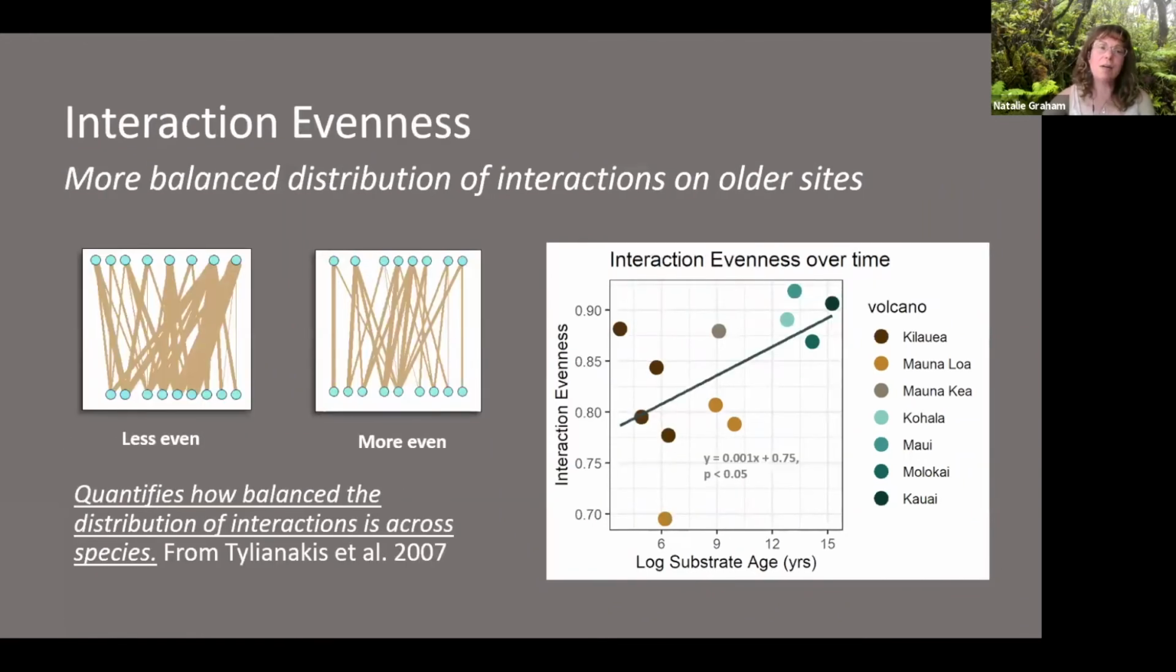Interaction evenness: the take-home message here is that we actually see a more balanced distribution of interactions on the older sites. A less even network would be one like on the left that's more asymmetrical. A more even network is one on the right that's got this more one-to-one relationship. This interaction evenness quantifies how balanced the distribution of interactions is across species. And we see that interaction evenness increases over time. One might hypothesize that this has to do with the evolution of species and how they become more closely co-evolved or adapted to one another.